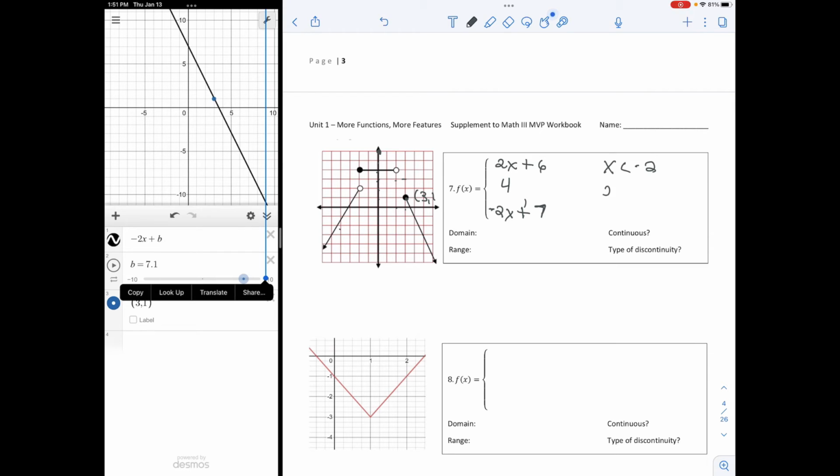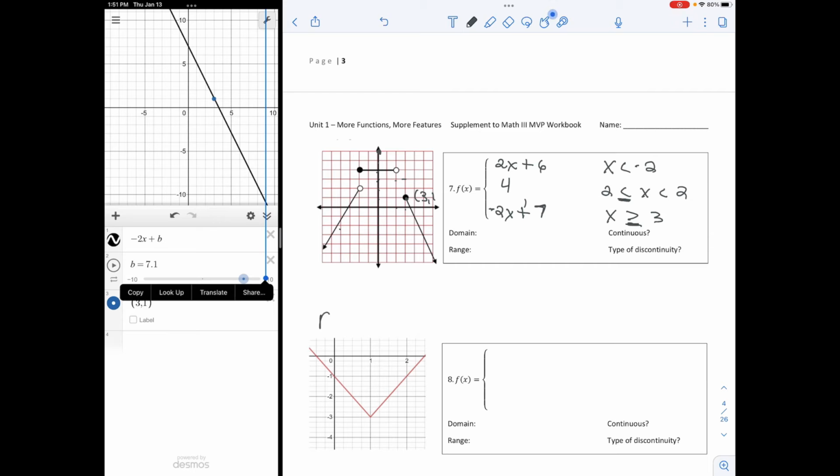This one would go from -2 to 2. There's a closed circle here, so I'll make that less than or equal to. And this one would go from x is greater than 3. It's a closed circle, so I would make it greater than or equal to 3. Okay? All right, and then let's do this last one.